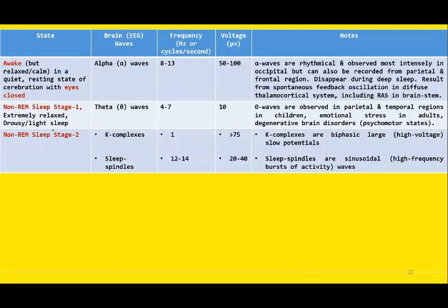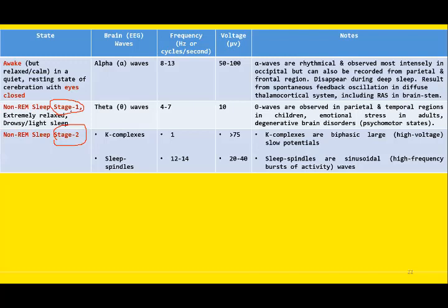The next stage is stage 2 of non-REM sleep. Stage 1 and stage 2 of non-REM sleep are collectively called light sleep. Remember, stage 1 and stage 2 of non-REM are collectively known as light sleep. The last two stages of non-REM, 3 and 4, are the deep sleep. But the EEG wave pattern in the first two stages of light sleep are different.